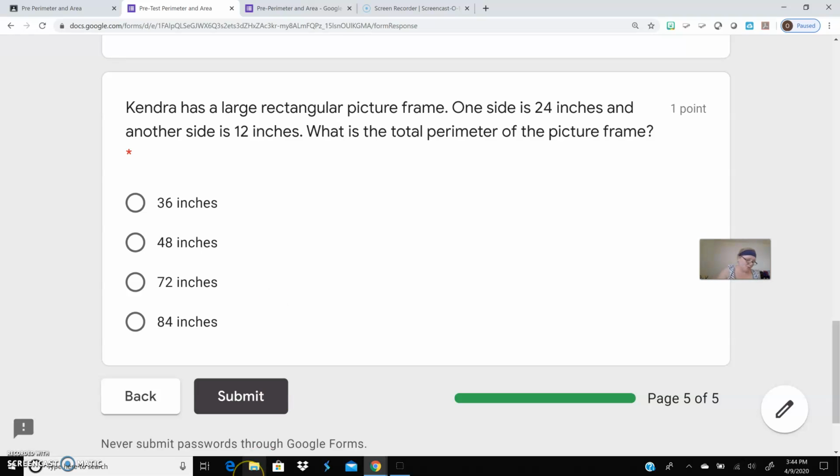So now I'm going to add 24 plus 24, which I know it's 48. Okay, and then I'm going to add 12 plus 12, which I know is 24. So my answer is 72.